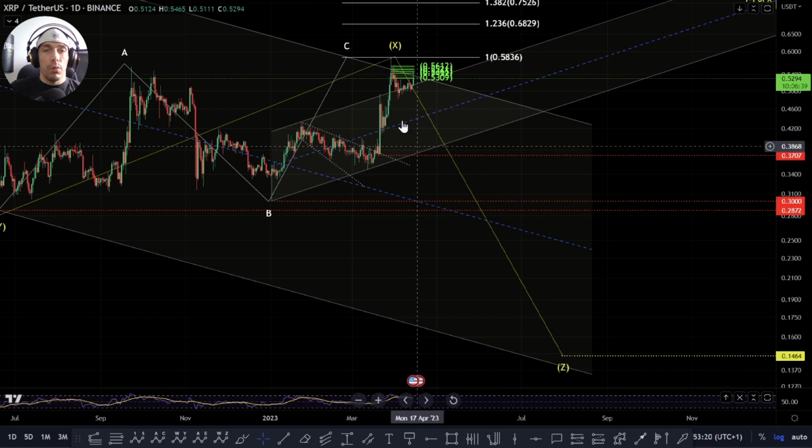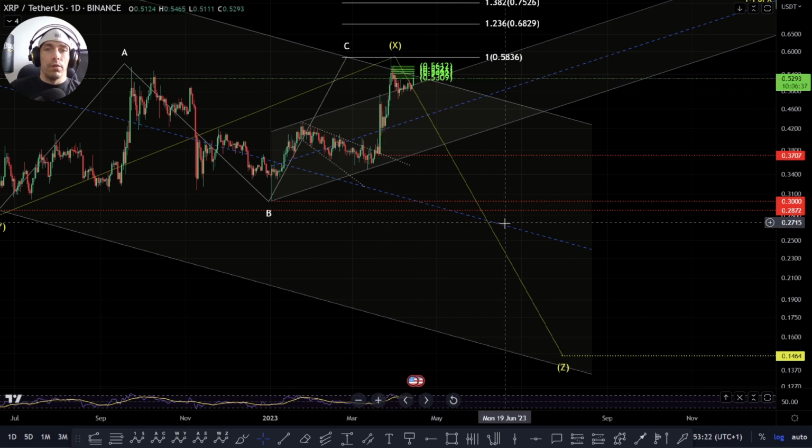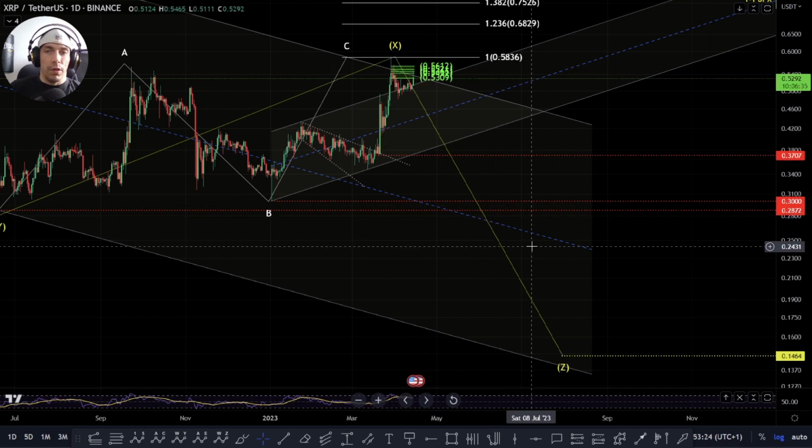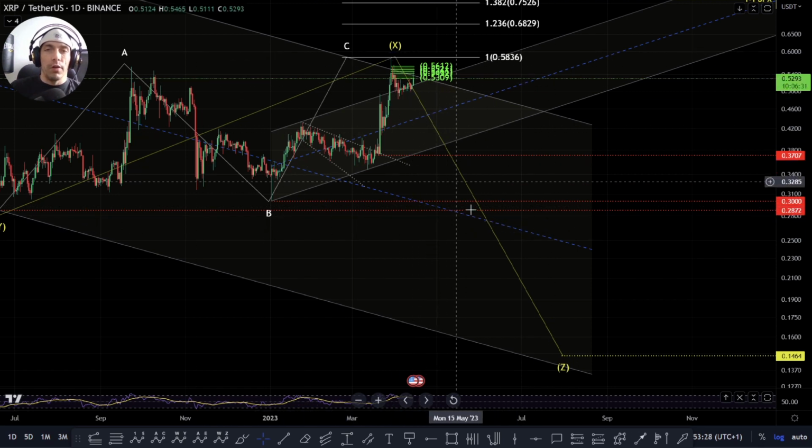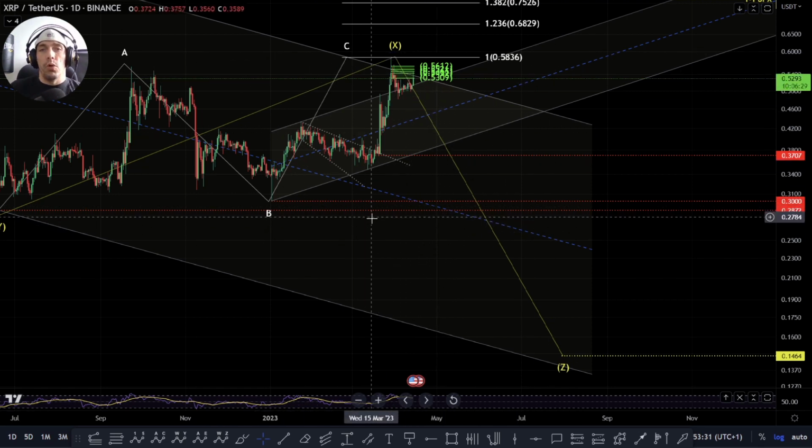Obviously, it doesn't have to come 1-to-1. It could be a case that it only goes 0.618, in which case it would not be as deep, obviously, potentially just breaking these lows here. But we would get more information, obviously, once we have some structure to work with.